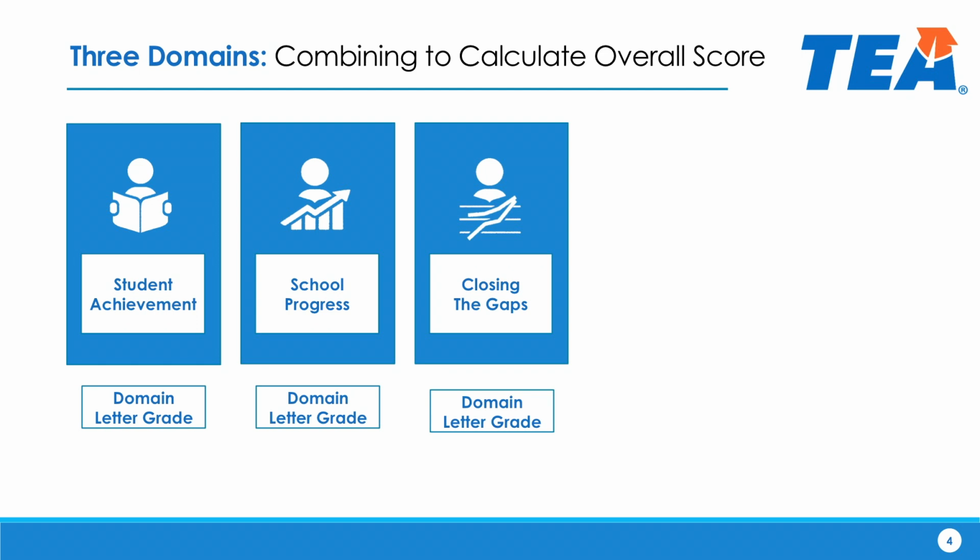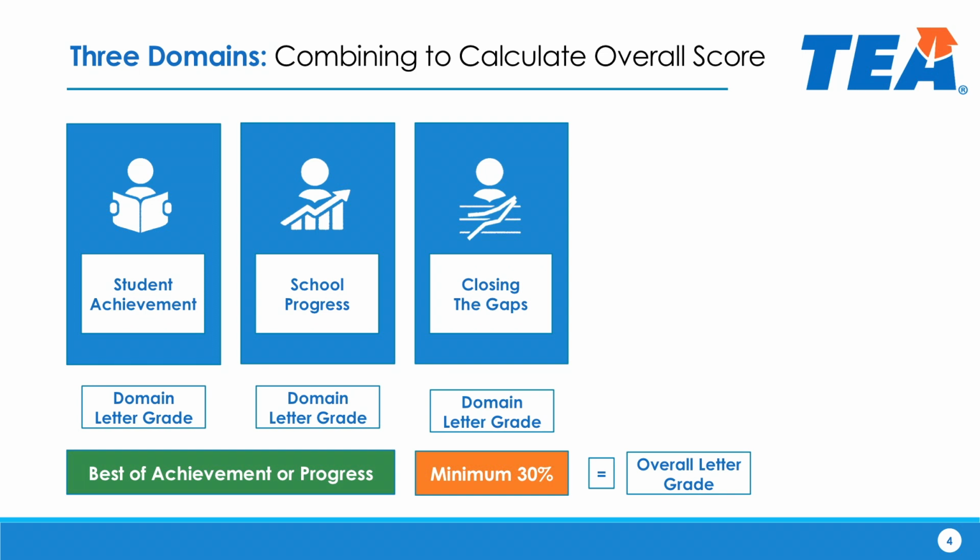closing the gaps. From there, TEA will then use either the best of student achievement or student progress, combine that with closing the performance gaps, about 30% of that, and that will get you your overall letter grade. So 70% is going to come from the higher of achievement or school progress, combined with 30% of closing the gaps to give your overall campus and district rating.